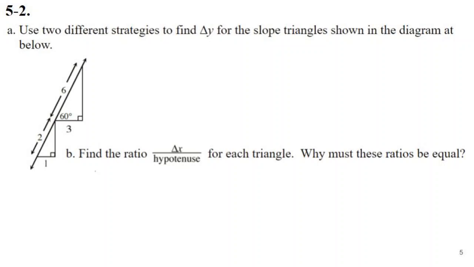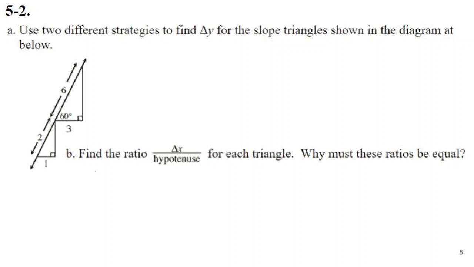Then we get to part B. What is the ratio between our change in x, or our base, over the hypotenuse for each of these triangles? And it says, why must these ratios be equal? I'm going to let you pause again so you can think through this, and then I'll give you the answer in a minute. So take a second and pause now.